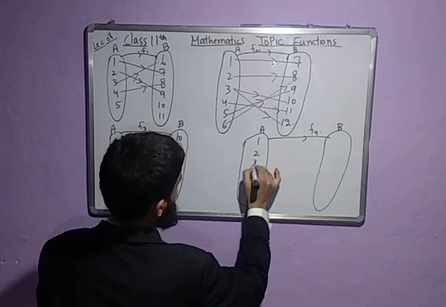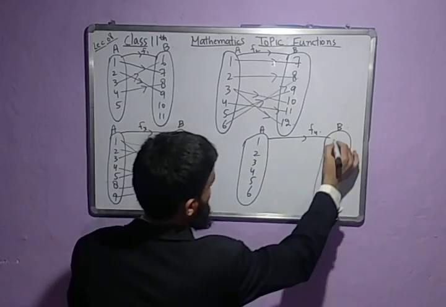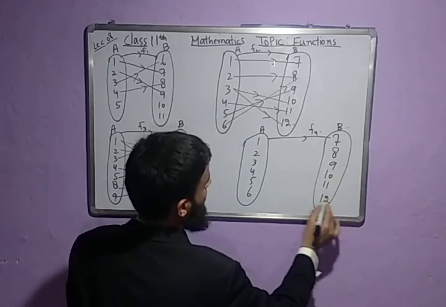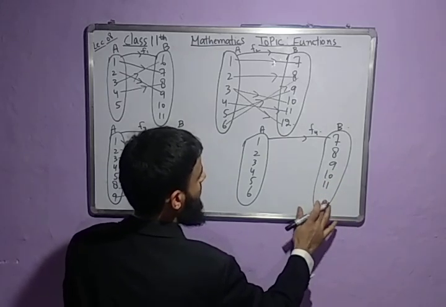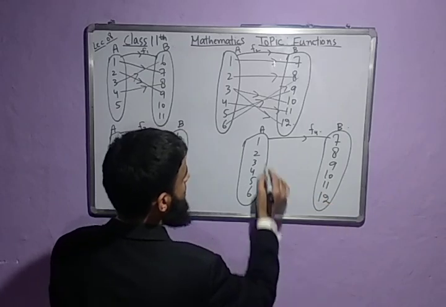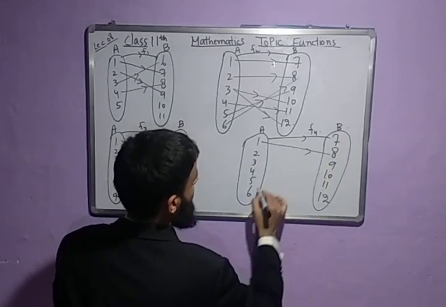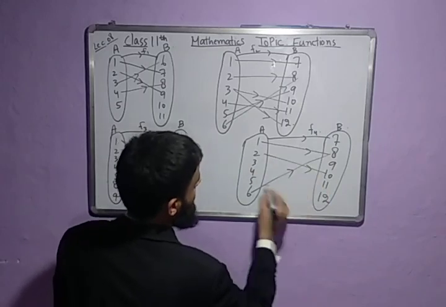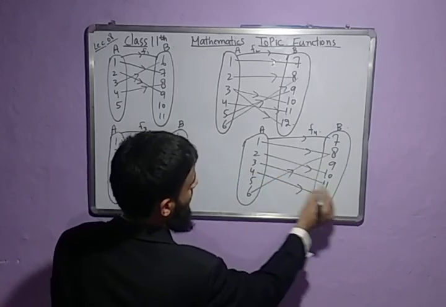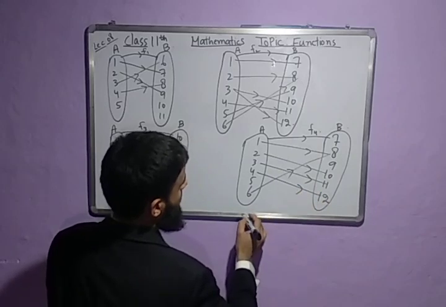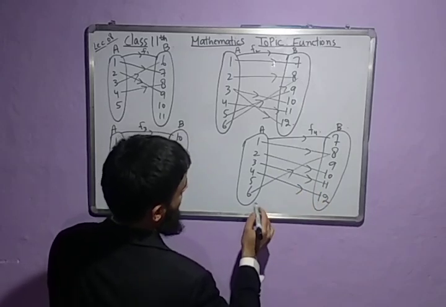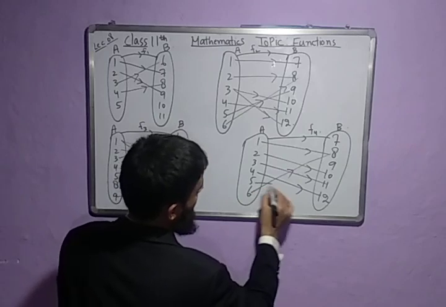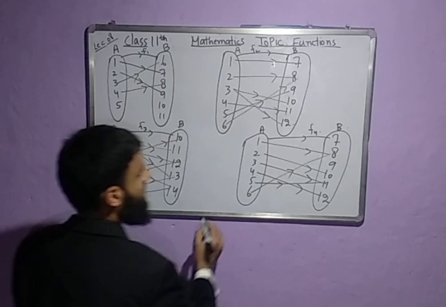Okay, let's suppose I have another relation. Set A is 1, 2, 3, 4, 5, and set B is 6, 7, 8, 9, 10, 11, 12. So 1 is related to 8, 2 to 10, 4 to 12, 3 to 11, and 5 to 11.